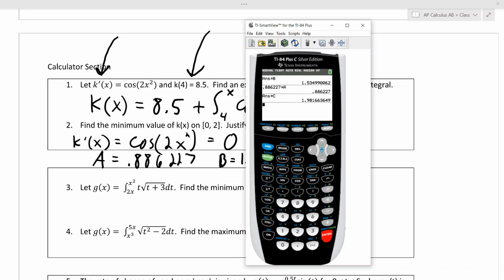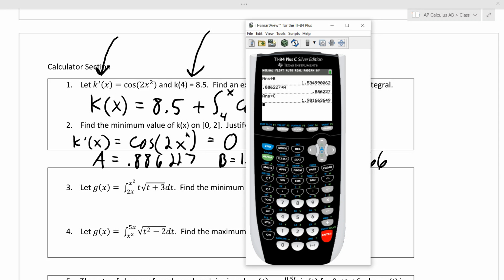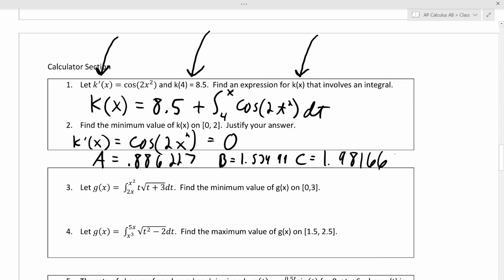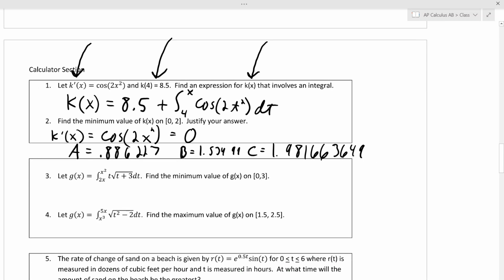Let's write that down. 1.98166. And technically, we got to take this all the way out. So 3649, we'll say 2. I know I didn't do that for A, but that's all right. 6 places of accuracy is pretty accurate for us. All right. Now, those are the possible places we can have maxes and mins.